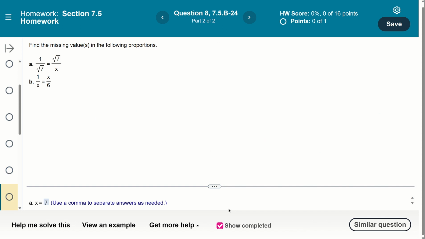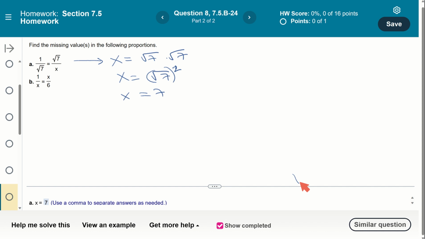All right, so here we have a couple of proportions with irrational numbers. So you handle them exactly the same way as if they were rational numbers. So we can cross multiply. So for part A, we get x times 1, which is x, equals square root of 7 times square root of 7. But remember, that's just square root of 7 squared, which, as you know, is just what? 7.